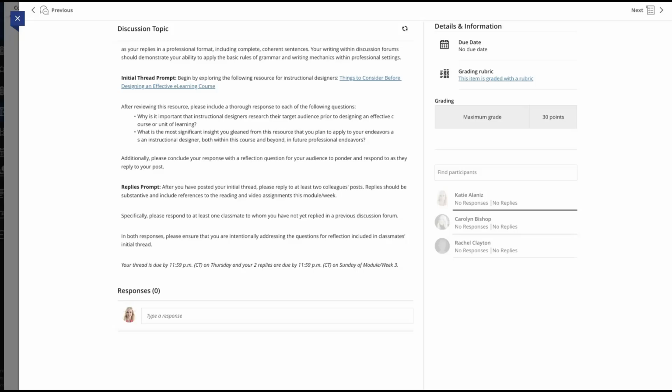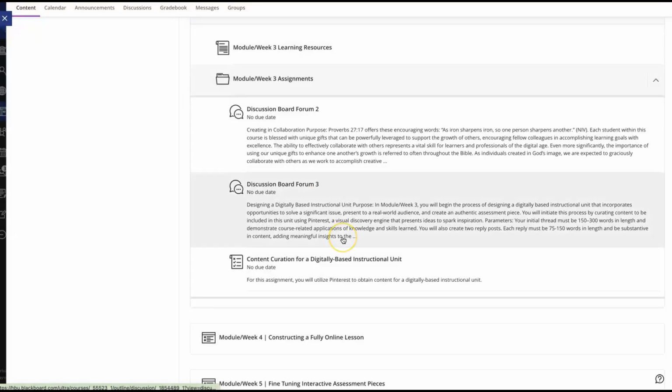Your initial thread is due by 11:59 p.m. on Thursday of this module, and your 2 replies are due by 11:59 p.m. on Sunday of this particular module. Let's now review the next assignment, which is content curation for a digitally based instructional unit.